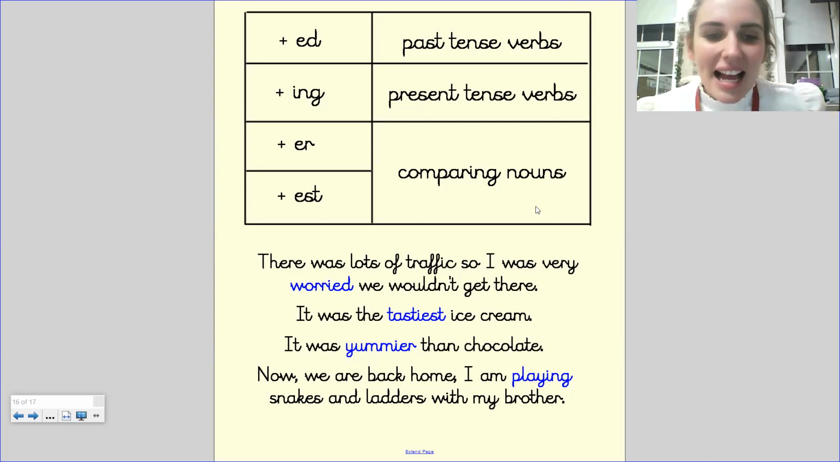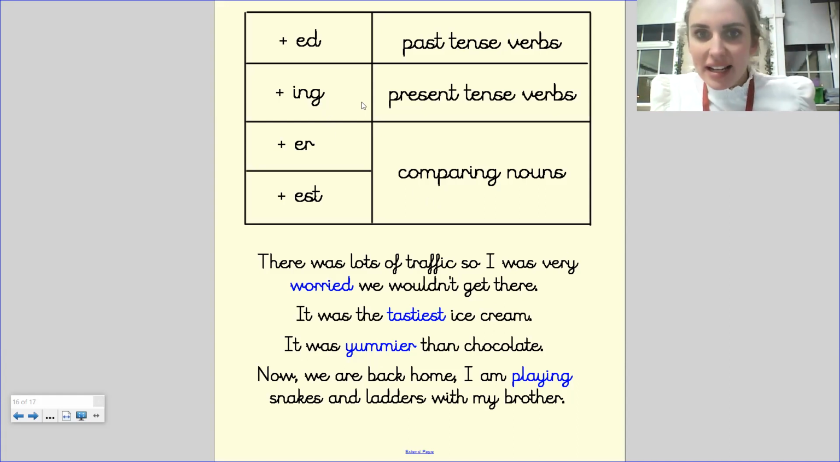And finally, now we are back home. I am playing snakes and ladders with my brother. Playing is our spelling word. It uses the ing suffix. It's showing that the child in that moment was playing snakes and ladders with their brother. It was happening at that moment. Okay.